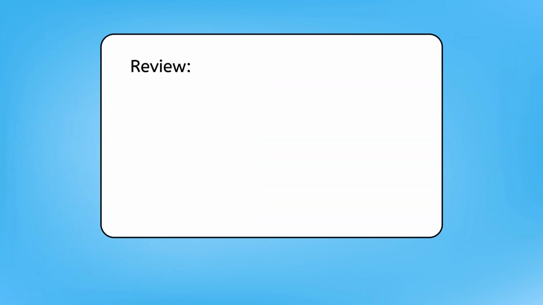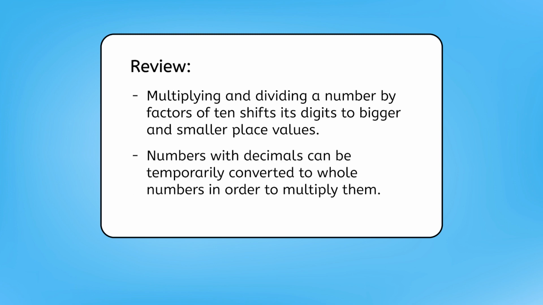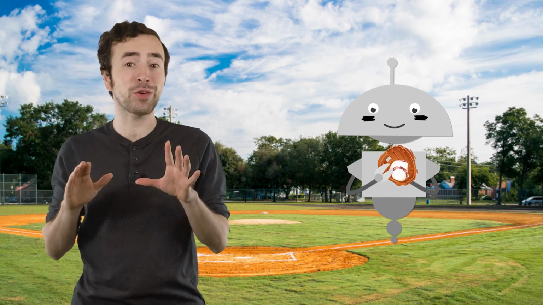Thanks to your hard work, Mia's baseball team is out of the dugout and on their way to a beautiful grass-filled practice field. And you learned that multiplying and dividing a number by factors of 10 shifts its digits to bigger and smaller place values, and that numbers with decimals can be temporarily converted to whole numbers in order to multiply them. This field is looking great.